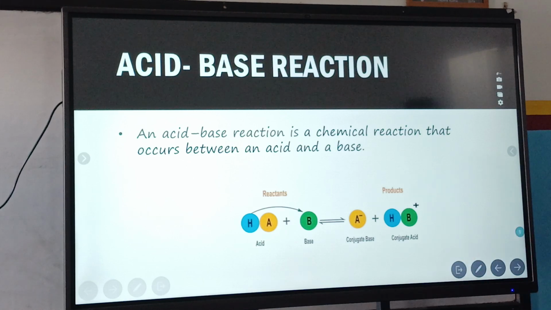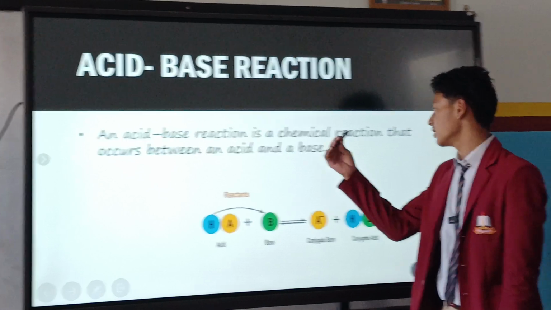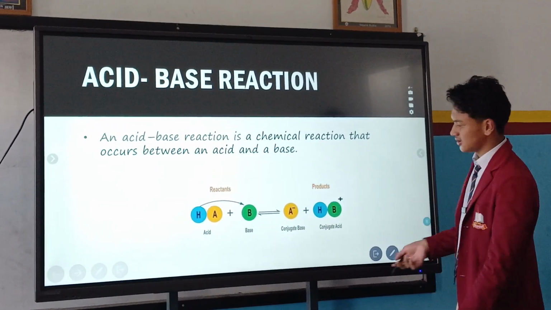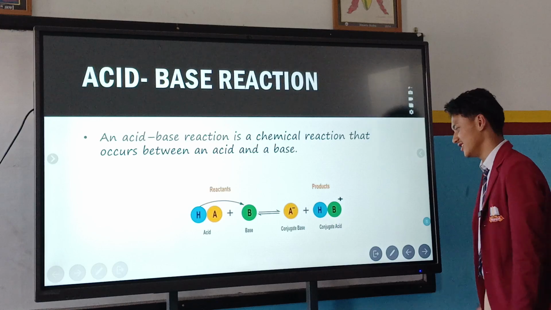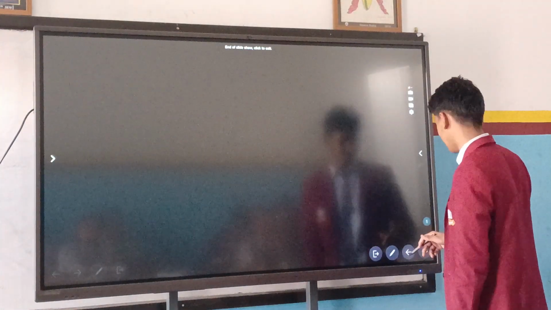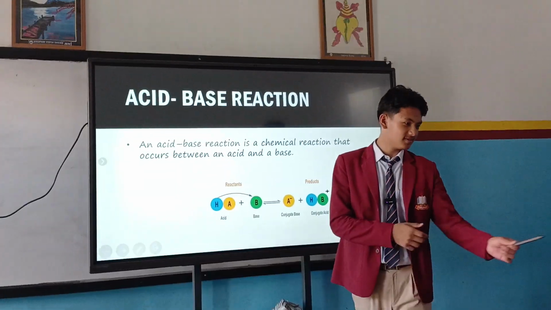Acid-base reaction. An acid-base reaction is a chemical reaction that occurs between an acid and a base. As you can see in the figure.